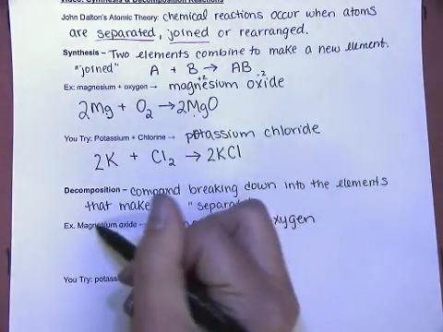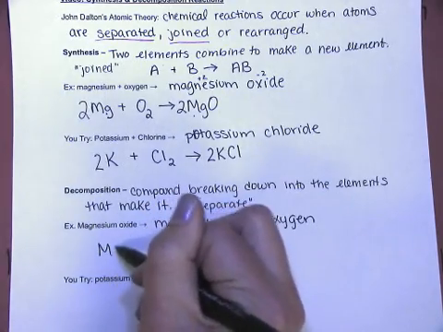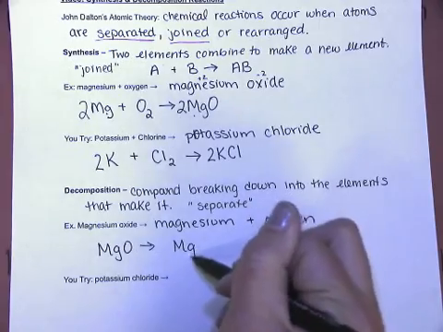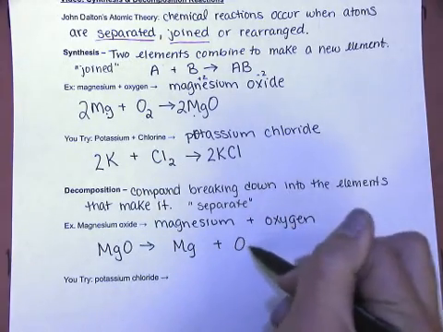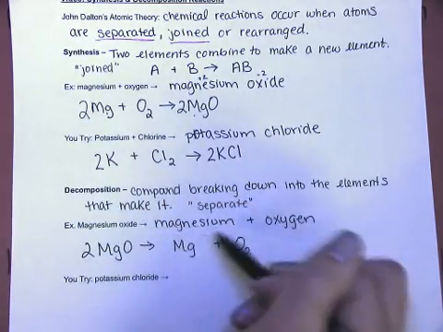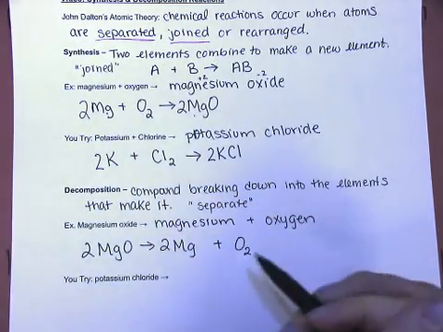I go ahead and write my formulas. Magnesium oxide, which is MgO, breaks down into magnesium, Mg, plus oxygen, the diatomic, so O2. And I go ahead and balance with a 2 and a 2.